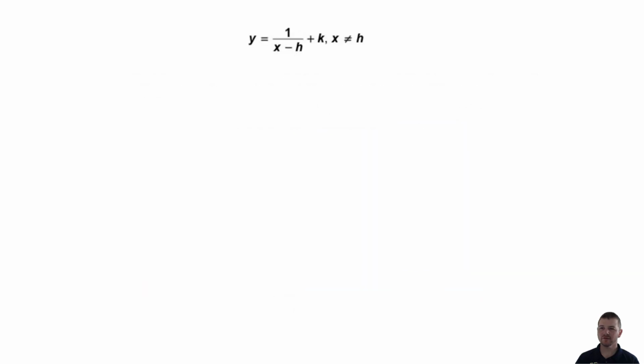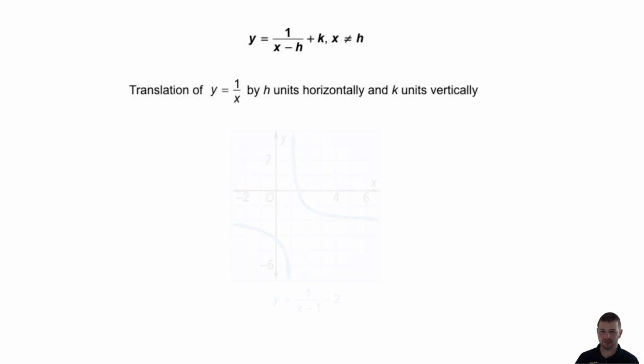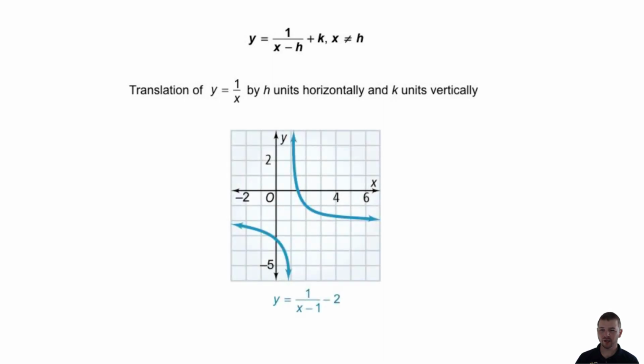And horizontal and vertical translations. In the case of y equals 1 over x minus some number h plus some number k, where x does not equal h, notice that would lead to a 0 denominator, we can see translations based on the values of h and k. A translation of y equals 1 over x by h units horizontally and k units vertically. An example is shown below.